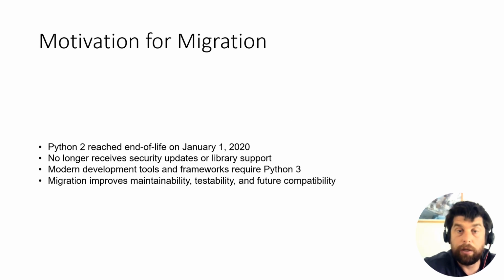Python 2 reached its end of life on January 1st of 2020. That means no more updates, bug fixes or support. Modern tools now rely on Python 3, making migration from Python 2 essential. Not just for compatibility, but for maintainability and future proofing. This talk focuses on test code migration and how AI can help.